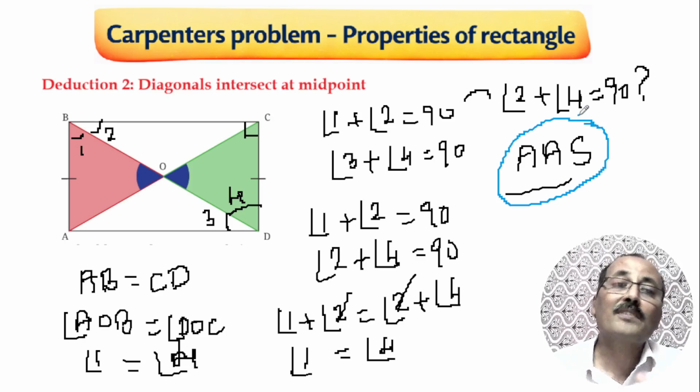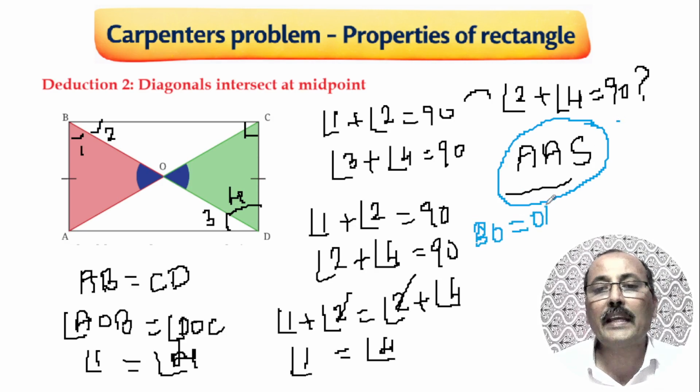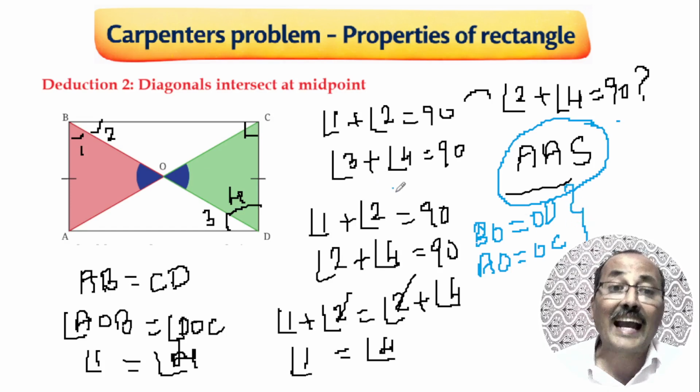What is the purpose of proving these two triangles congruent? Because these two small triangles are congruent, we proved that BO in one triangle and OD in the other triangle are equal. We proved that BO equals OD. Also, AO equals OC. That means these diagonals bisect each other.